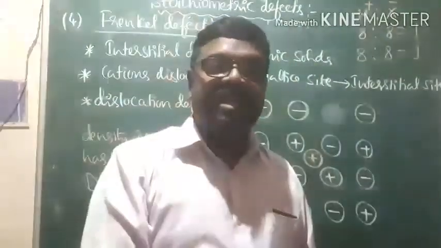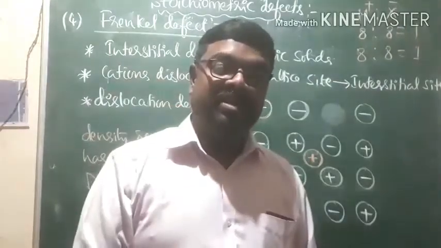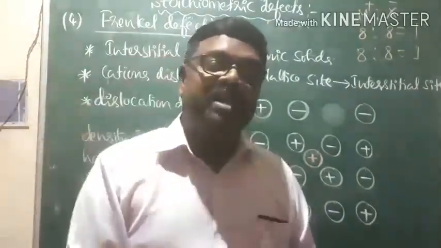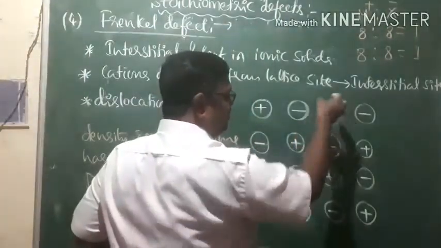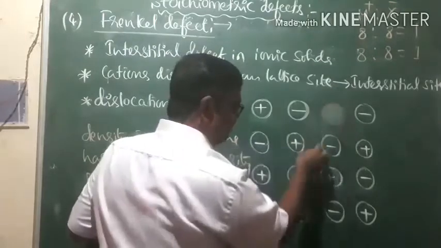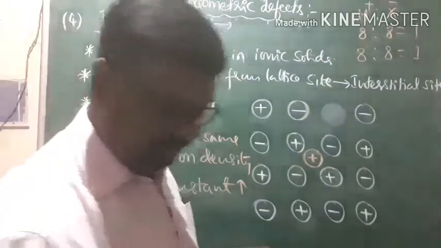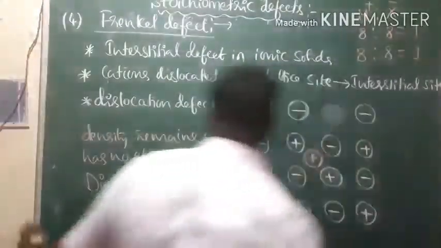They are small enough to occupy the interstitial sites, and these anions are very big in size, therefore they are unable to occupy interstitial sites, and therefore there is a dislocation of cations from their lattice sites into the interstitial sites. Okay? Just like in the case of Schottky defect, here also there are certain conditions under which Frenkel defect is observed.